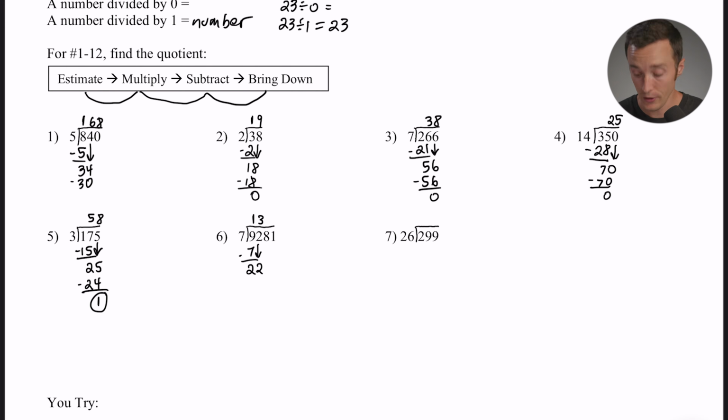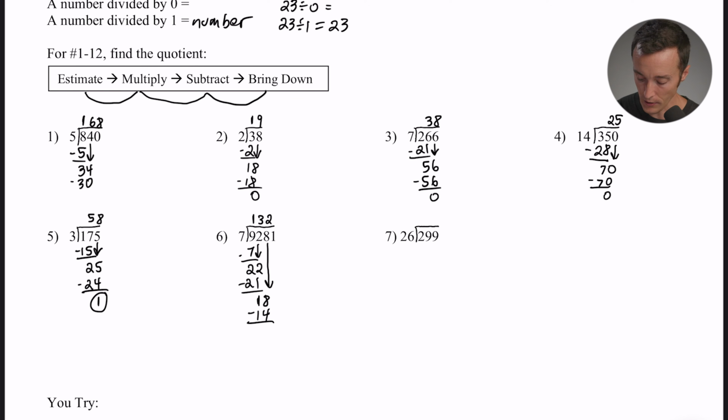Okay, let's do our multiplication. 3 times 7 is 21. Next up, I need to subtract those two numbers. So 22 minus 21 is just 1. And bring down the 8 to turn that into an 18, and we're ready to start over again. Let's estimate. How many times will 7 go into 18? The correct answer, or my estimate at least, is going to be 2, because 2 times 7 is 14.